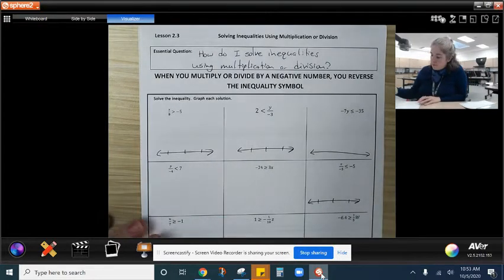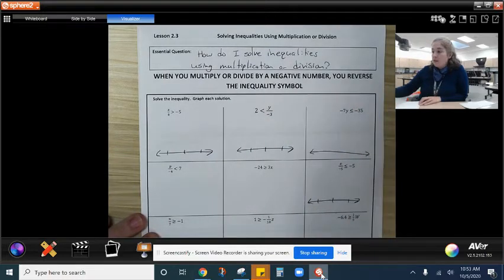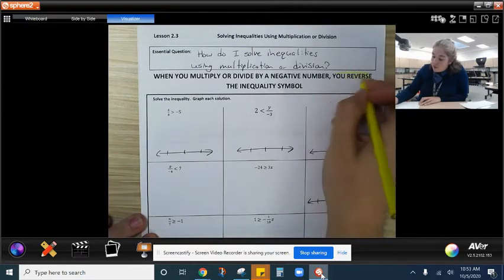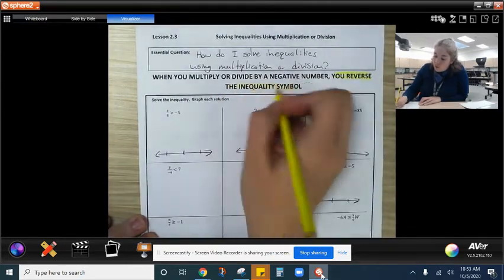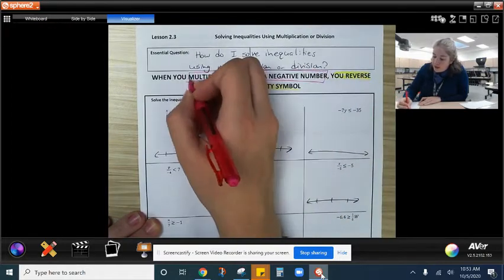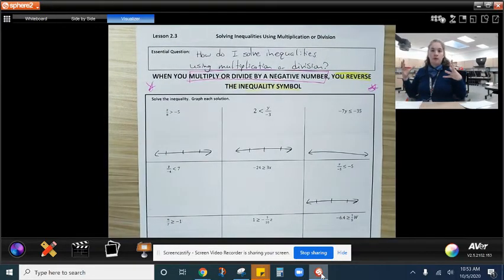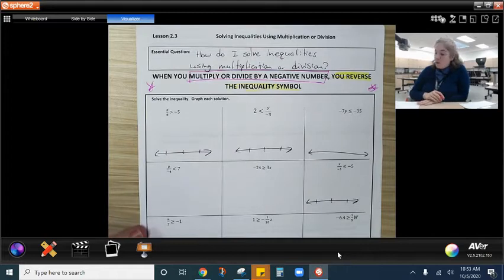I covered in another video that you want to reverse the inequality symbol when you multiply or divide by a negative number. All right, if you can highlight that, star it, do something to make it stick off the page, okay? So when we multiply or divide by a negative, we reverse the symbol. I cover why in another one. So if you want to look up that other video, awesome. If not, that is totally fine.